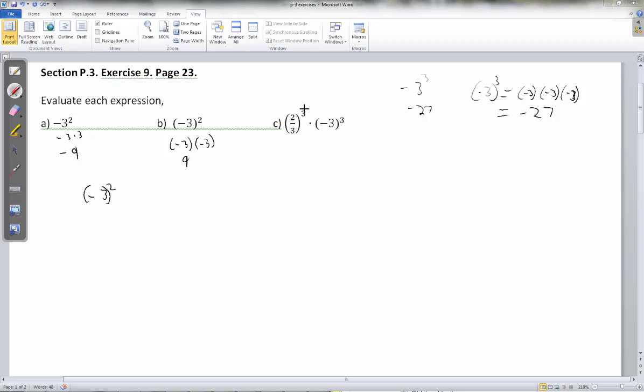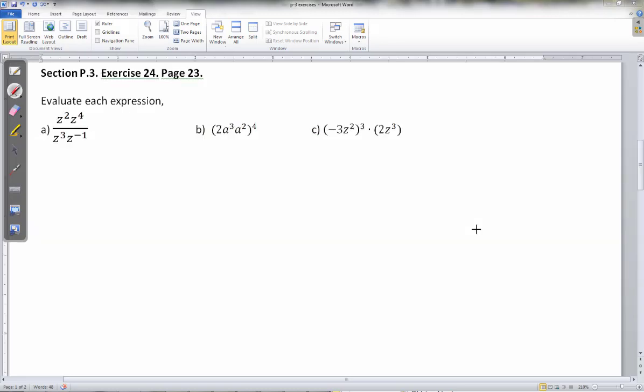So here we just distribute. So 2 to the third is 8. 3 to the third is 27 times negative 27. And that just reduces. So that is just going to be negative 8. And we're good.